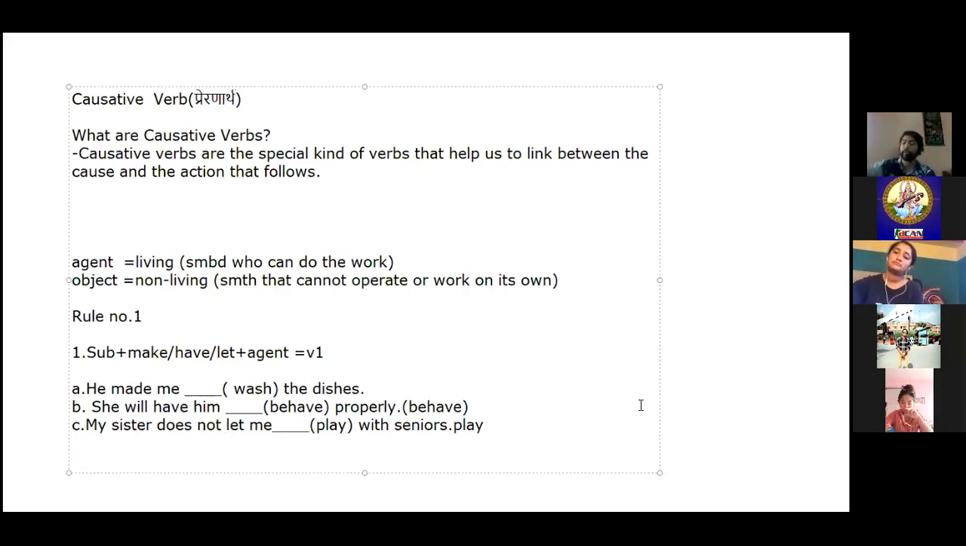Play with genius. She does not allow them. Right? Let and allow are the same thing. Here they can also be allowed. Does not allow or does not let me play with genius.